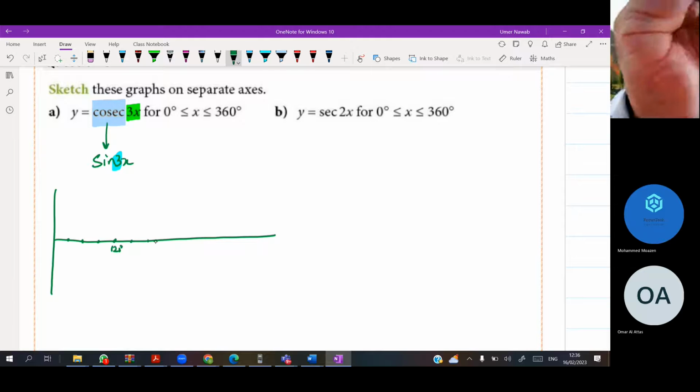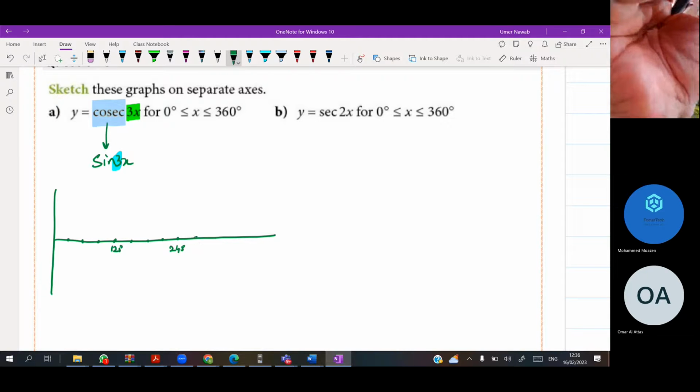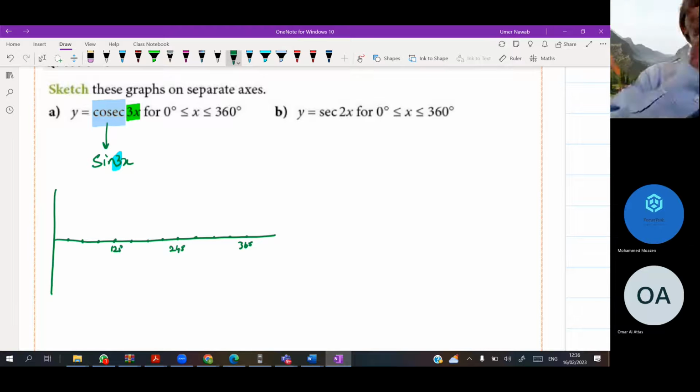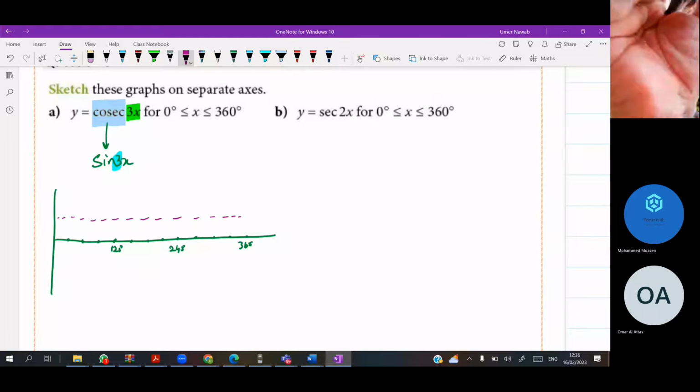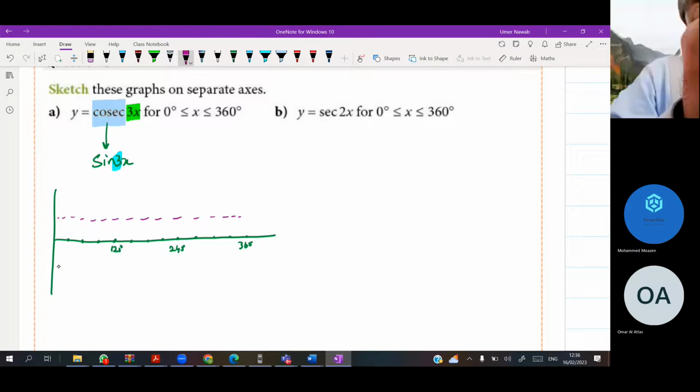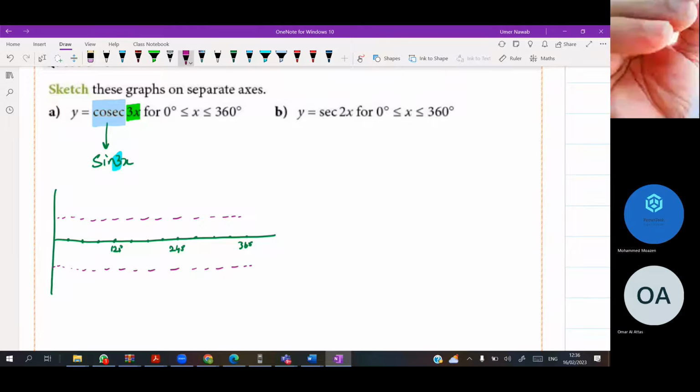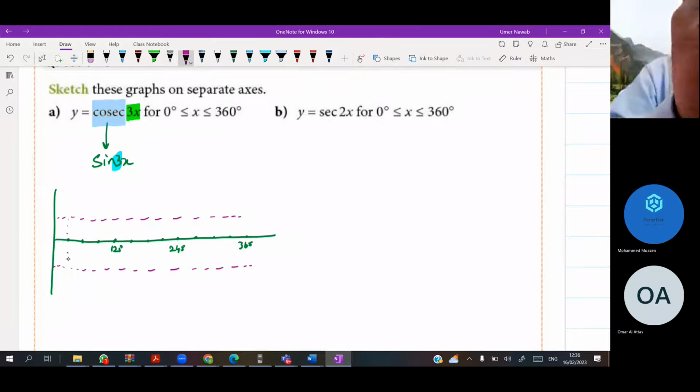And then 1, 2, 3, 4. The next one is 240. And then 1, 2, 3, 4. This is 360. Let us try to draw the sine graph. Three periods. Period is not 3, frequency is 3. I know period is not 3, but can I just make it like this so that I can make an accurate diagram?